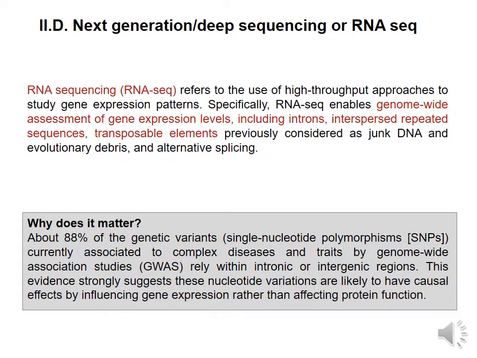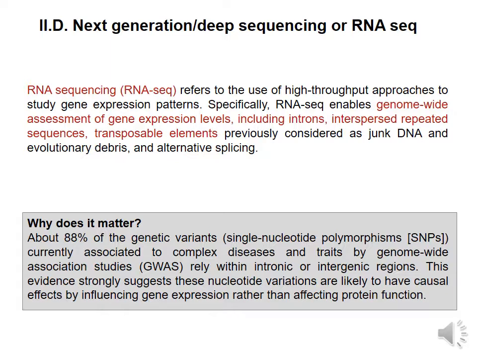So now the next technique is next generation or deep sequencing, very commonly known as RNA-seq. RNA sequencing refers to the use of high throughput approaches to study gene expression patterns. Specifically, RNA-seq enables genome-wide assessments of gene expression levels, but also includes introns and interspersed repeated sequences, transposable elements, that were previously considered junk DNA in other techniques, and they're really important to understand transcription regulation.